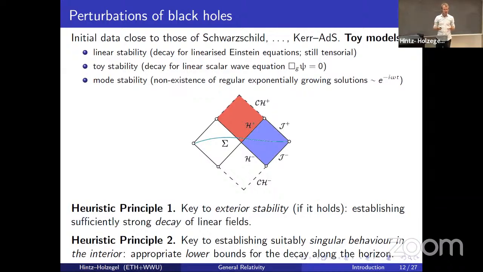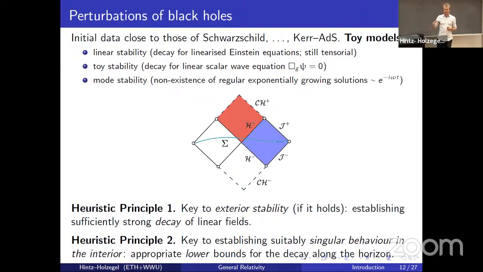So the first simplification you can make is to study linear stability, which means that you throw away all the nonlinear terms in the Einstein equation, get a linear equation that you try to study and prove decay for its solutions. The next simplification is that you get rid, in addition, of the tensorial character of this equation. So rather than solving for a symmetric 2 tensor, you just try to solve for a complex valued scalar field, or real valued if you want. So that the problem of proving decay for solutions of the scalar wave equation on such a black hole spacetime, that's what we'll call toy stability.